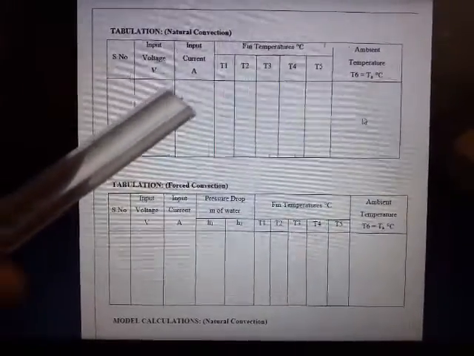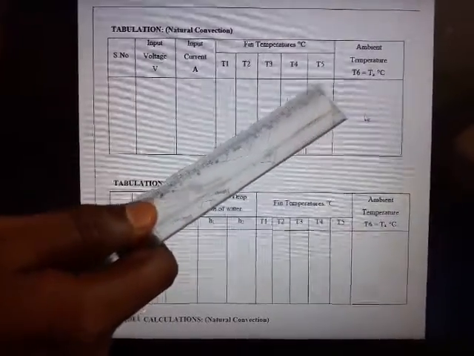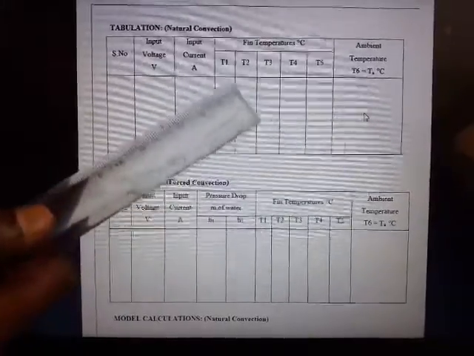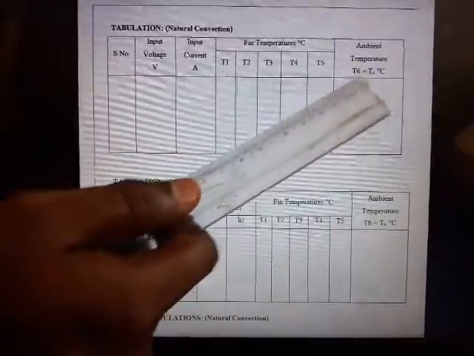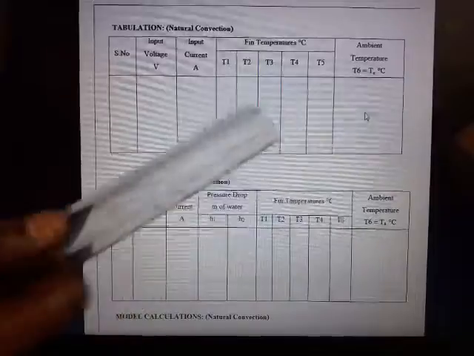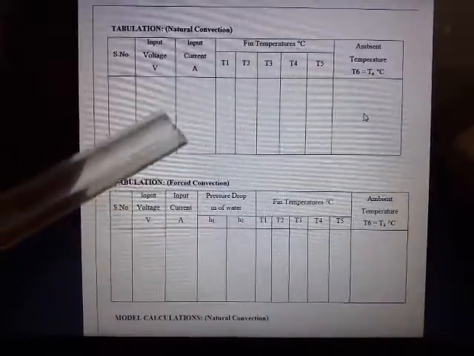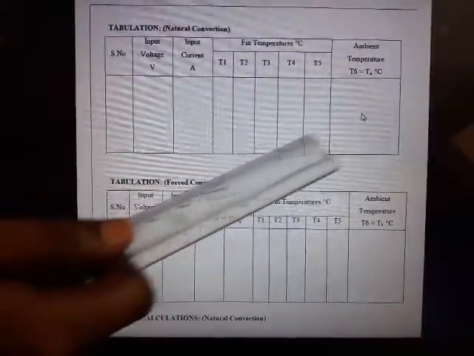At the first set of conditions we have noted the temperature of the pin fin at various locations. You also have to note down the values in the given table: T1, T2, T3, T4, T5. Then the ambient temperature is taken as 30 degrees Celsius. Next we note down the values for the second set of readings for 80 voltage. Similarly for 90 voltage you note down the temperature values in the given columns.